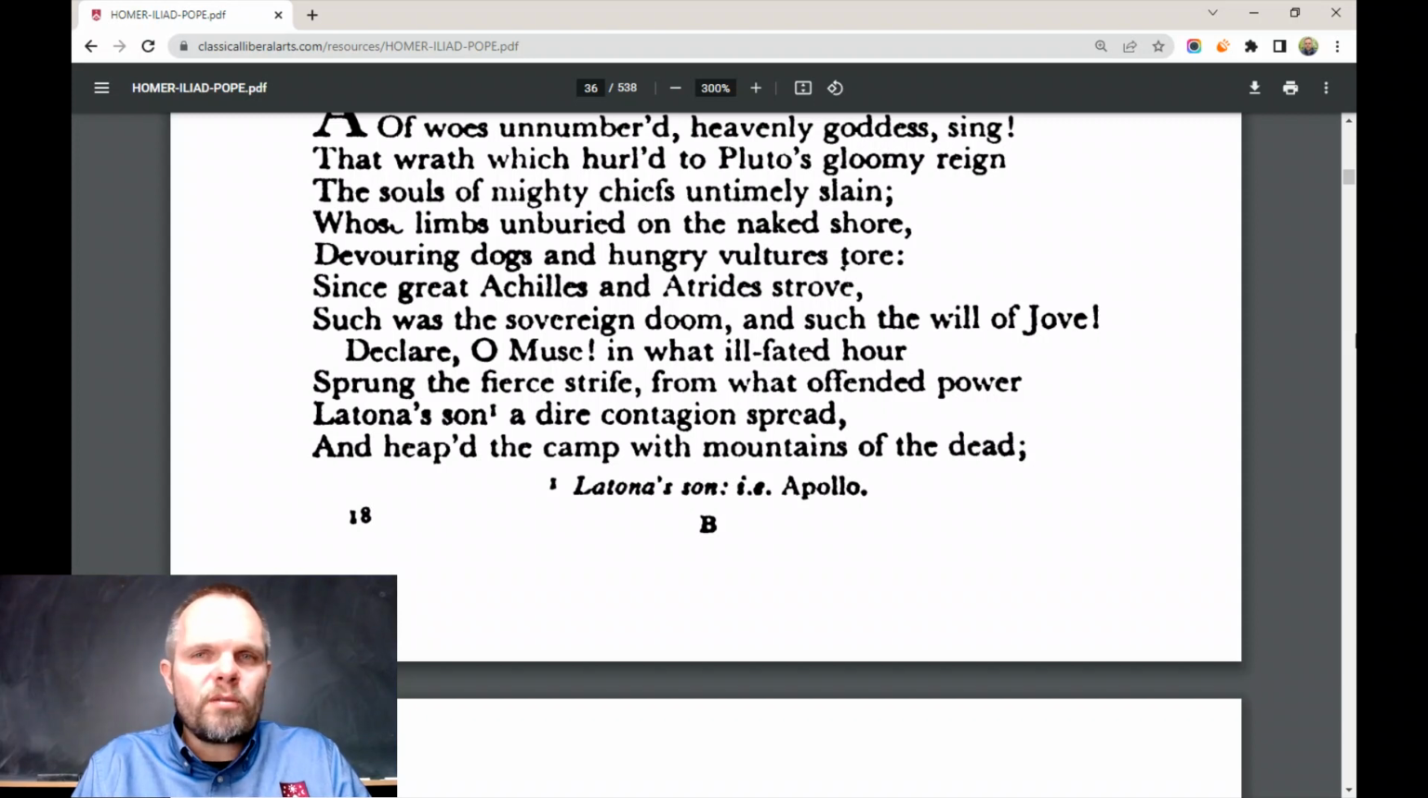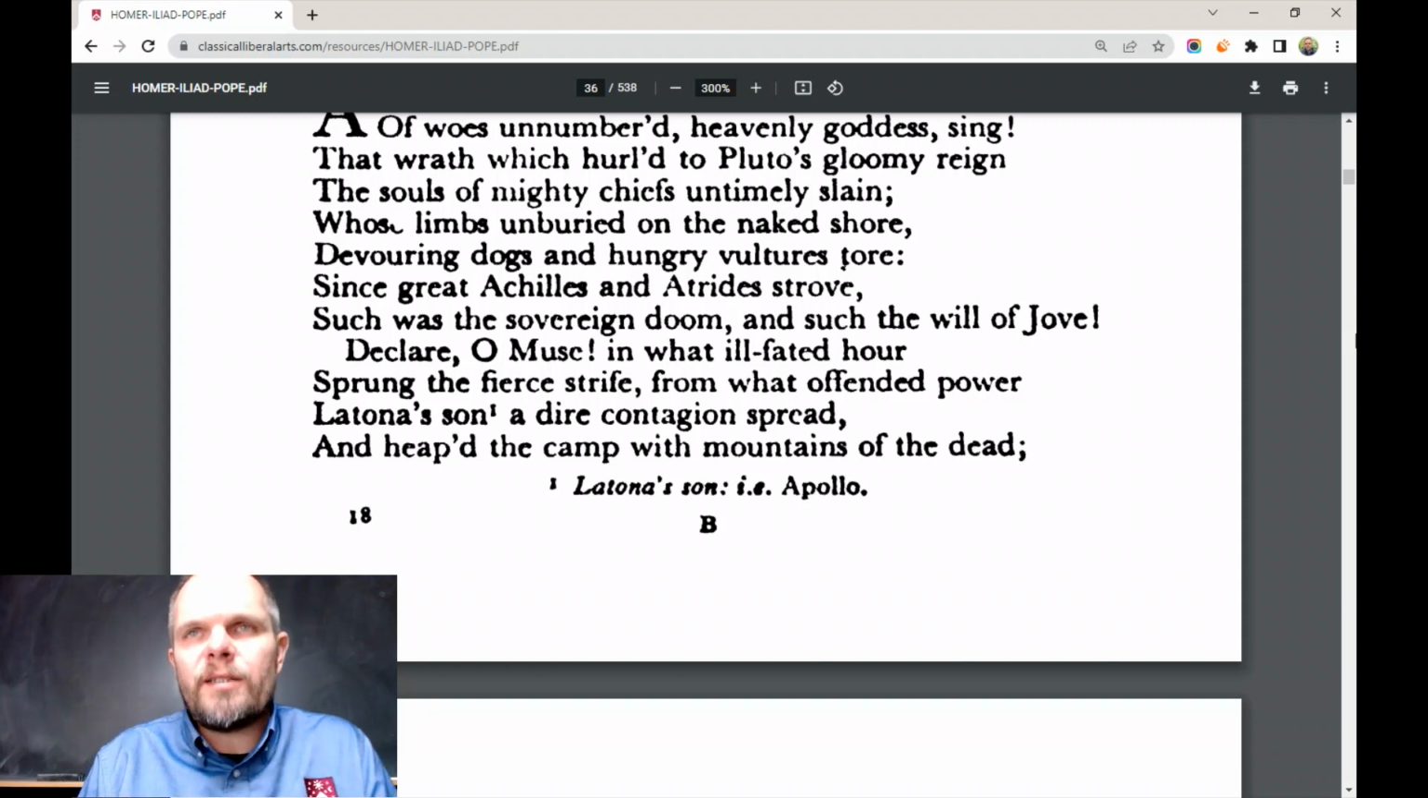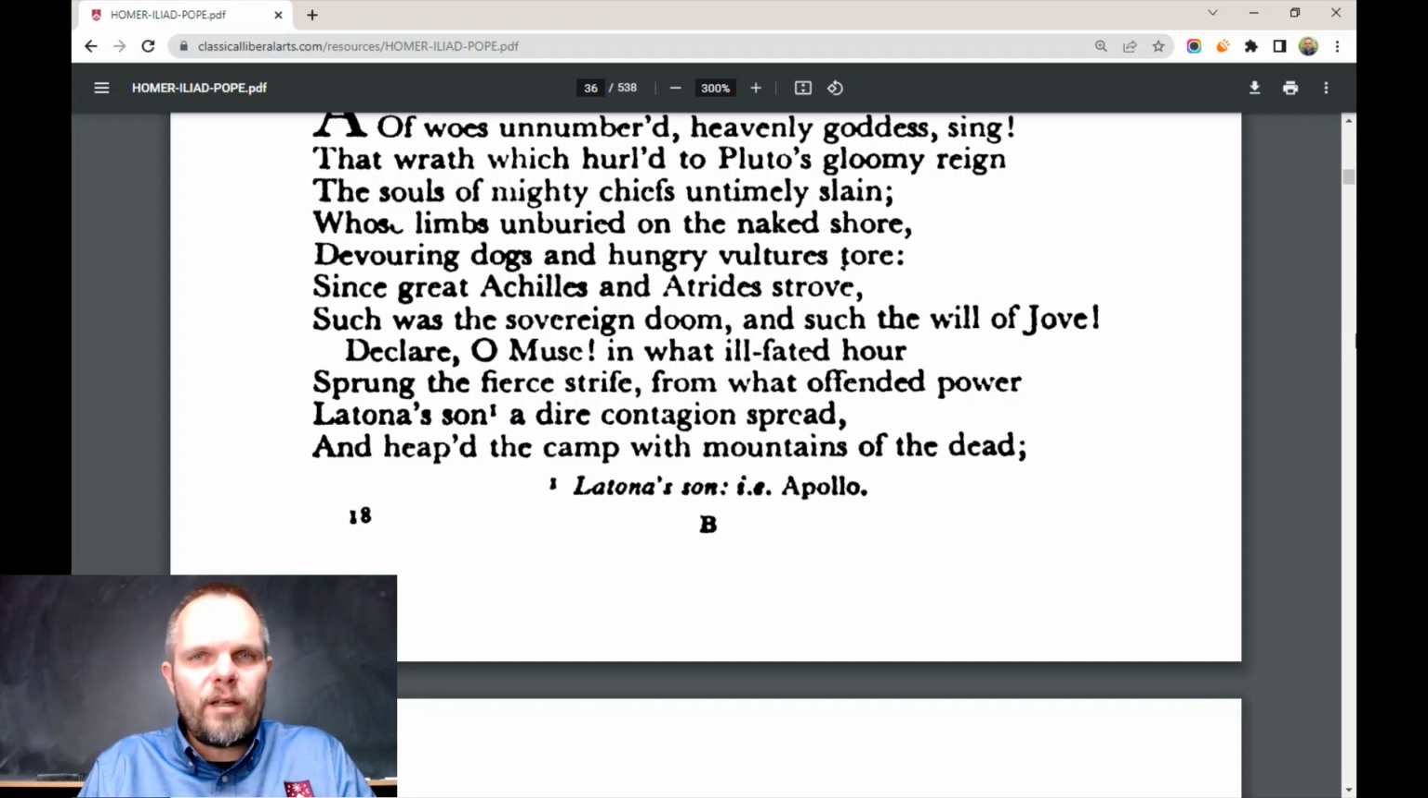This name Muse refers to an ancient goddess that was understood to inspire poets and musicians. It's where the word music and the word museum come from. So Homer is invoking this muse, this spirit of the arts, spirit of poetry. He says, "Declare to me, O Muse, in what ill-fated hour sprung the fierce strife, from what offended power Latona's son a dire contagion spread, and heaped the camp with mountains of the dead."